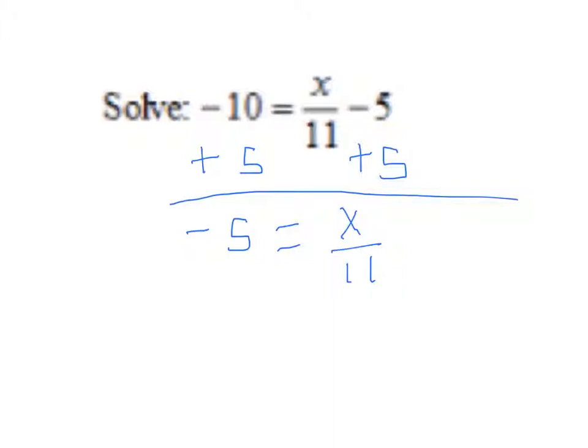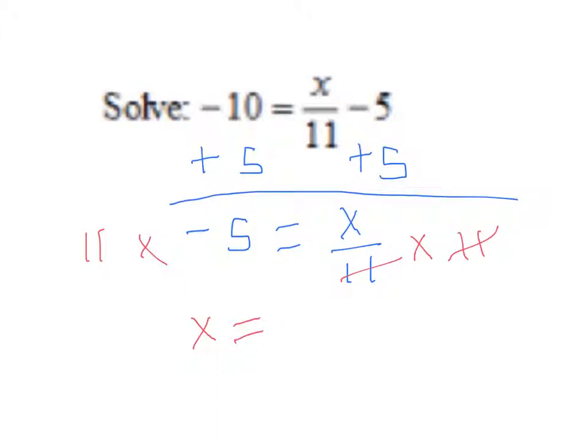Okay, the opposite of dividing by 11 is to multiply by 11. So on the right hand side, I'm going to multiply by 11. And on the left hand side, I'm going to multiply by 11. Over here on this side, my 11s will cancel, leaving my x all by itself. So I now have x alone.